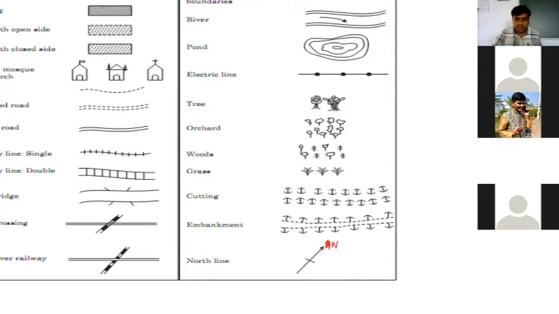So this is the north, and what will be this direction? Can anybody tell me? This will be east, and this will be, what? South. South, and this will be west. West. Okay, so these are the basic conventional symbols that we're going to use in plotting a map, or you can say a plan.